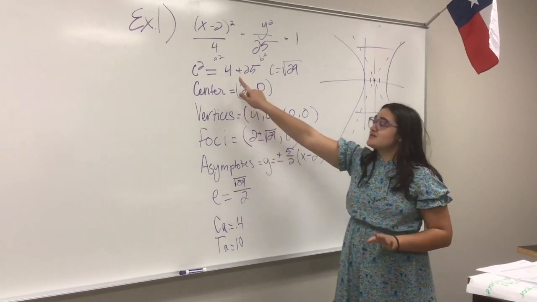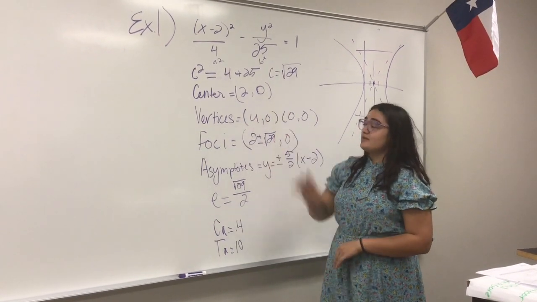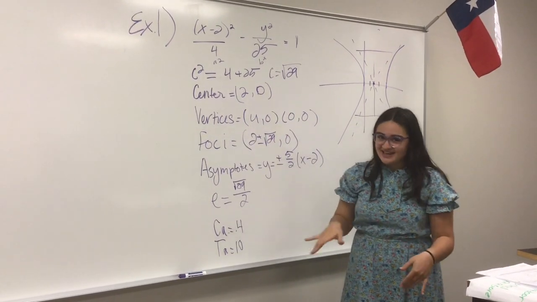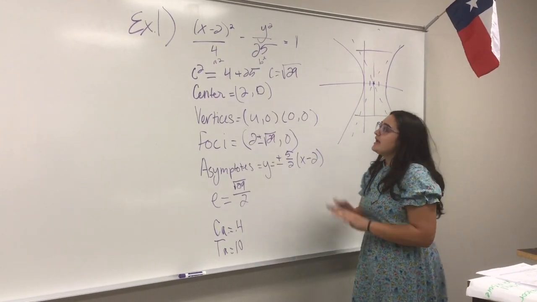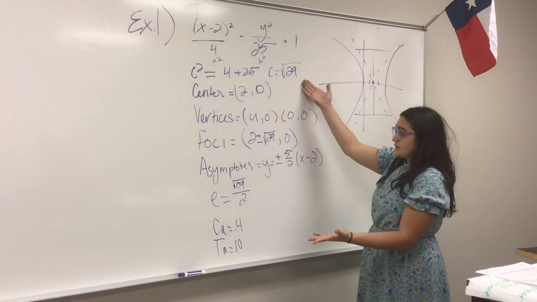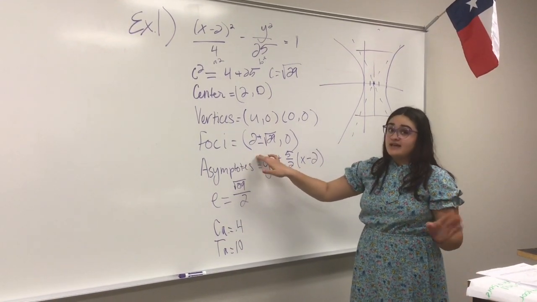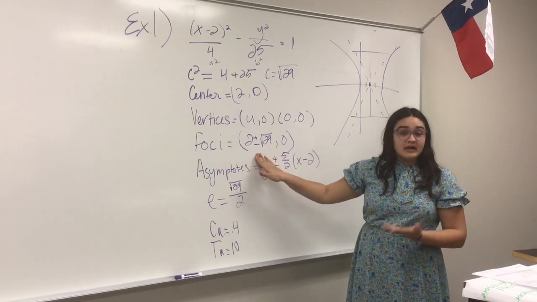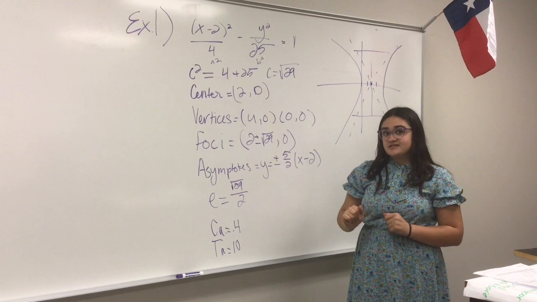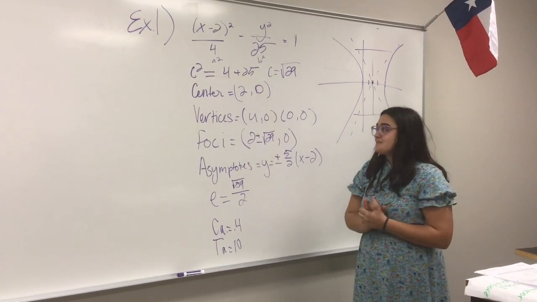And since a squared plus b squared gets you c squared, we're going to take 4 plus 25, which gets you 29. Since 29 is not a pretty number, we leave it as the square root of 29. And in knowing that from the square root of 29, we can end up getting our foci. And since this is a horizontal hyperbola, we're going to add it to our x, and it's going to be 2 plus or minus the square root of 29, 0. That gets you our foci.